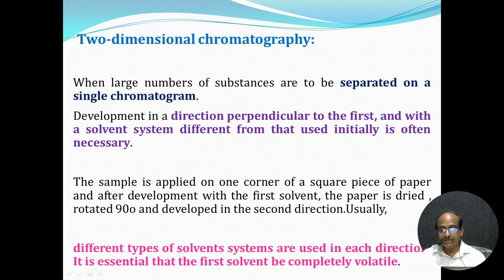Different types of solvent systems are used in each direction. It is essential for the first solvent to be completely volatile. This is the most important precaution and condition: different solvents are used for each direction, and the first solvent must be completely evaporated. Only after it has evaporated do we use the second solvent. That is the most important thing.